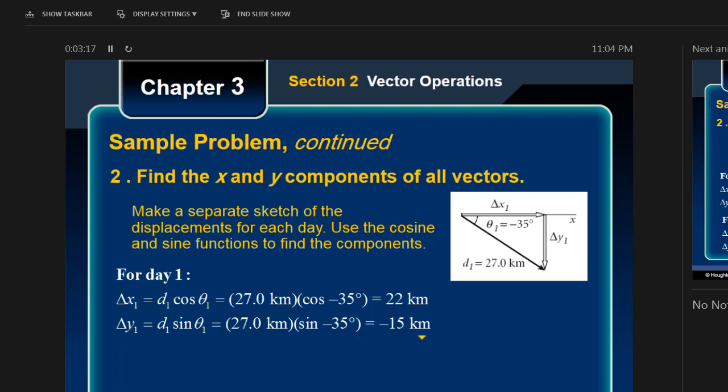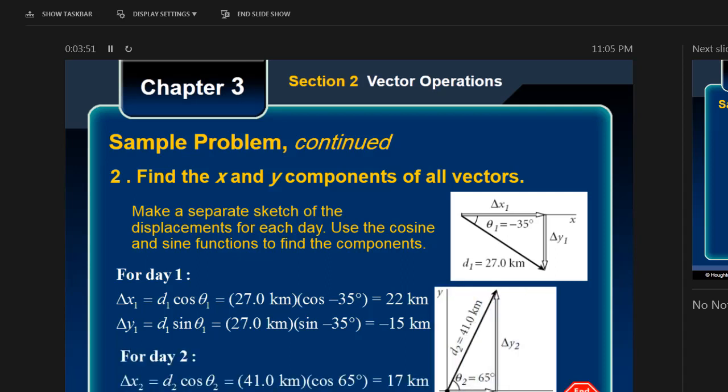So remember, delta x, which is close to theta, will be cosine, while delta y, which is opposite to theta, will be sine. So d1 multiplied by cosine theta 1 is delta x1, and d1 multiplied by sine theta 1 will be delta y1. If we calculate both of them, we can get those numbers over here, delta x1 and delta y1.